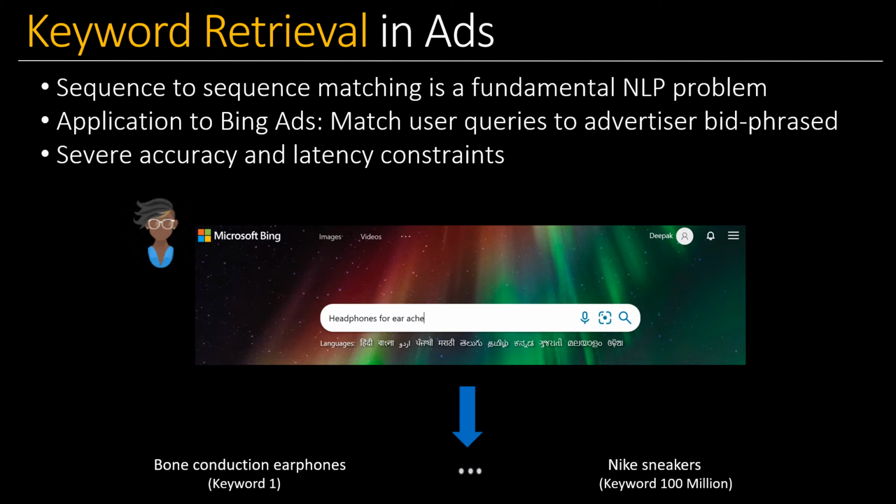in real time means two things. First, the keywords retrieved for a user query have to be super accurate, and second, the prediction has to be done under strict latency limits of a few milliseconds per query.